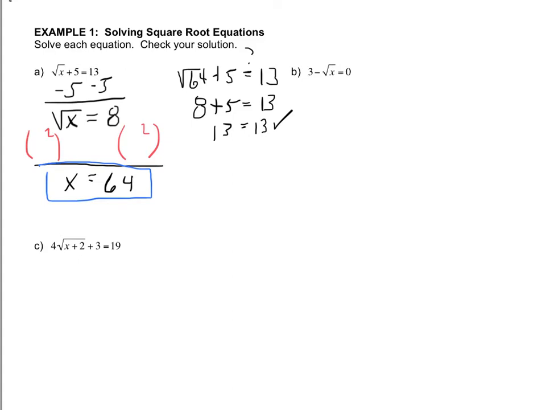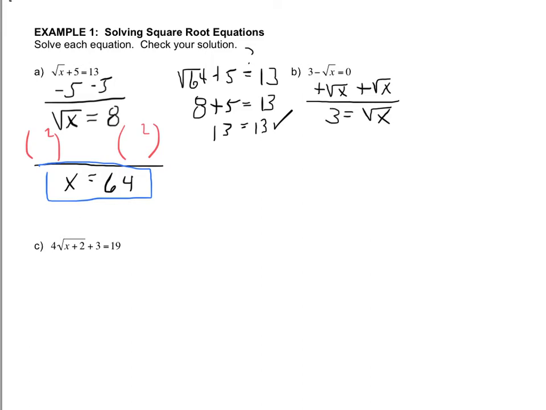Okay, so moving on to the second one. In this case, one thing I might want to think about here is that I would like to have my square root be positive. So I might want to move the square root of x to the other side, which I can do. The reason I might do that is that now I have just the square root of x on one side equaling 3 on the other side.